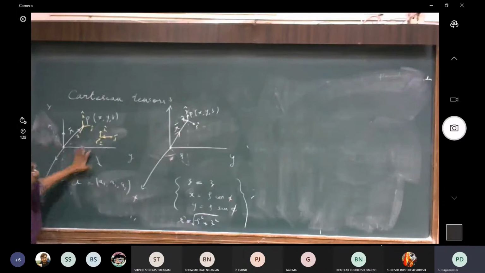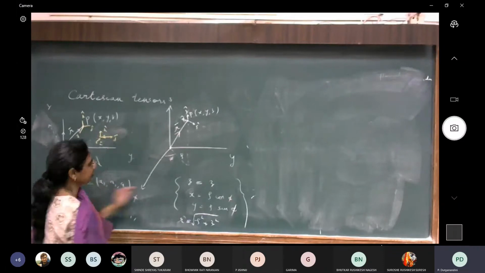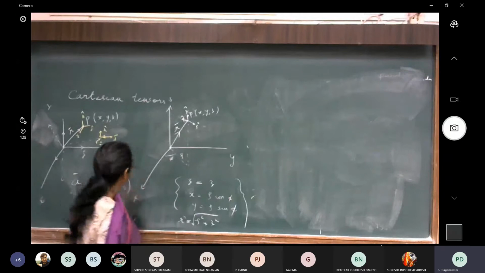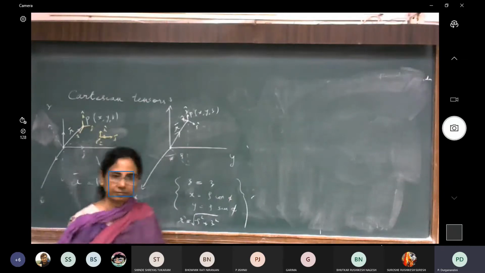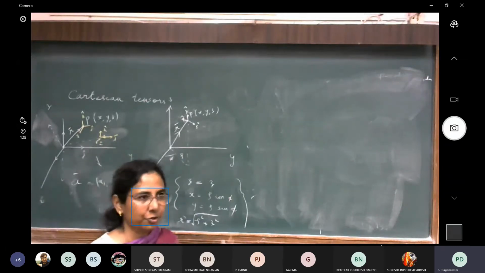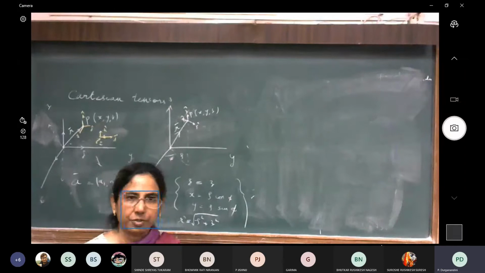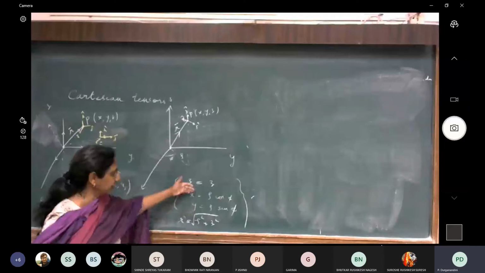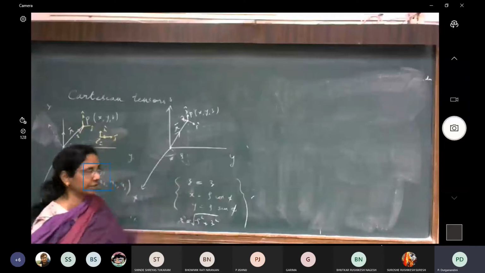Now I can ask, if I go from this Cartesian basis to this cylindrical polar coordinate system, how will these components change? Because now I can't use the laws which I've used earlier, because those laws were only meant for linear orthogonal transformations. Whereas it is very clear even from here that this is certainly not a linear transformation.